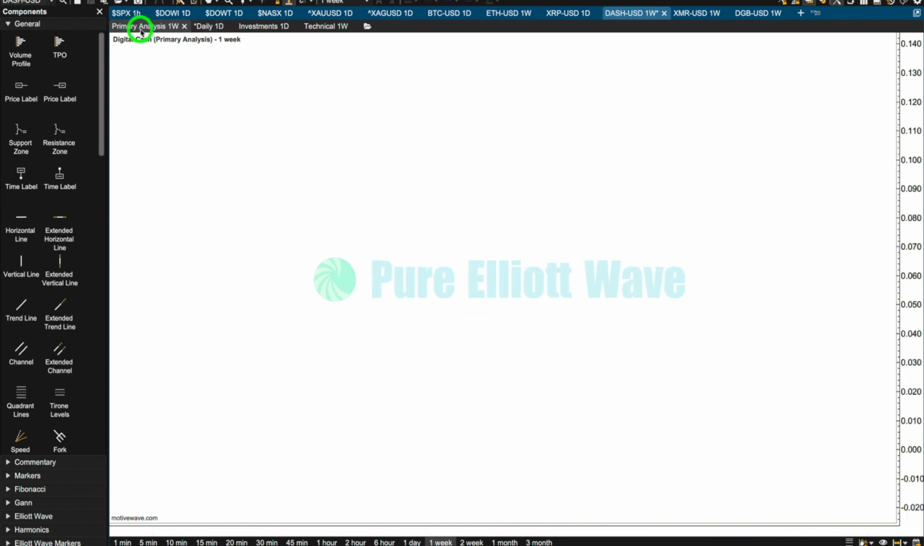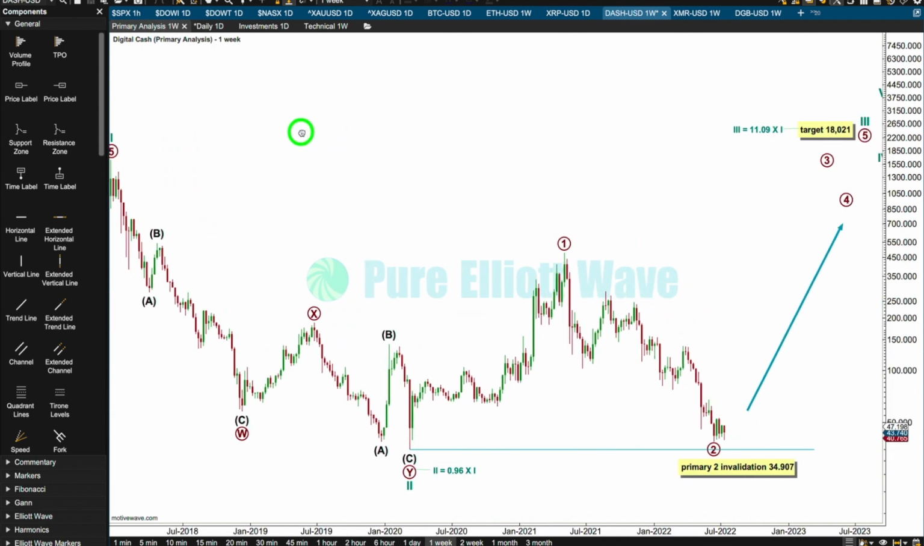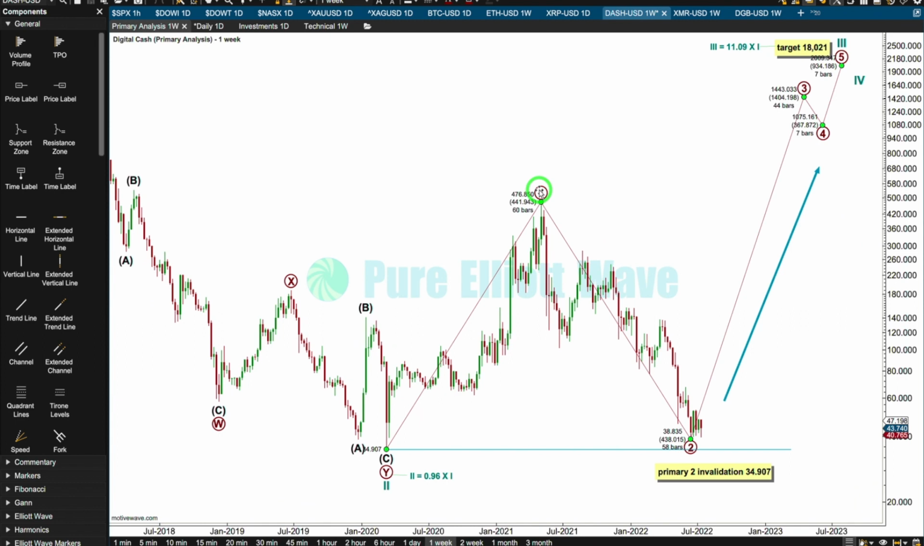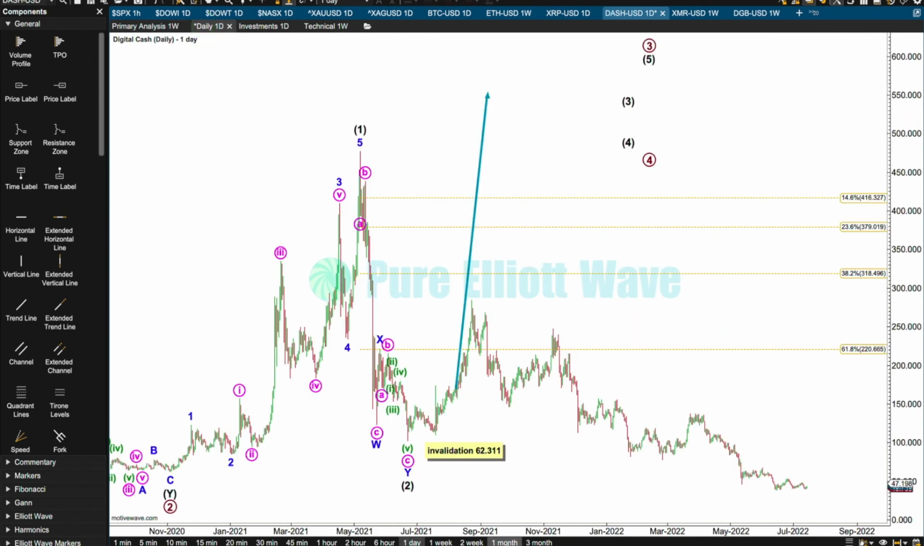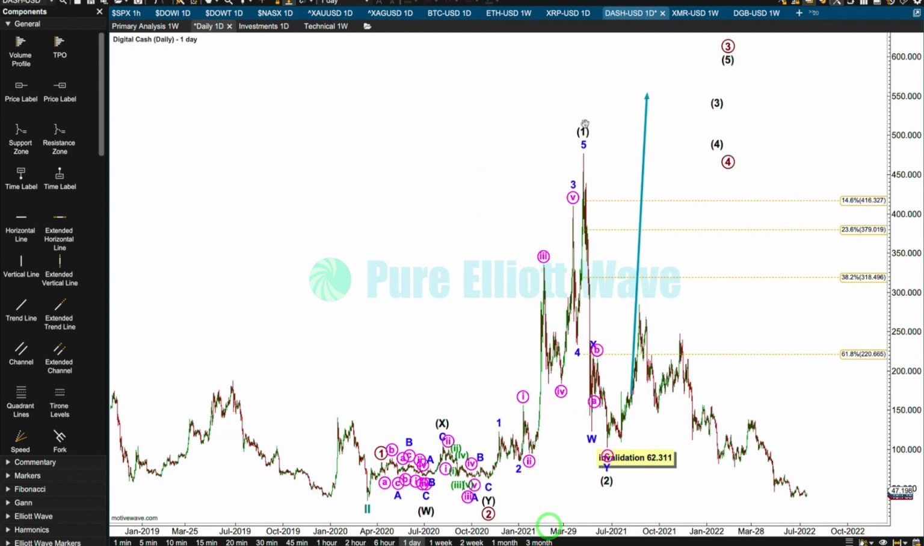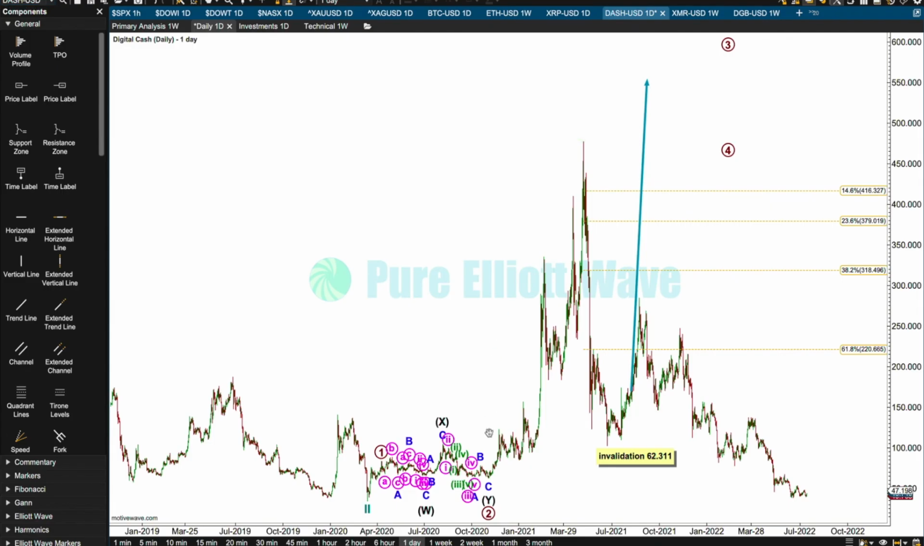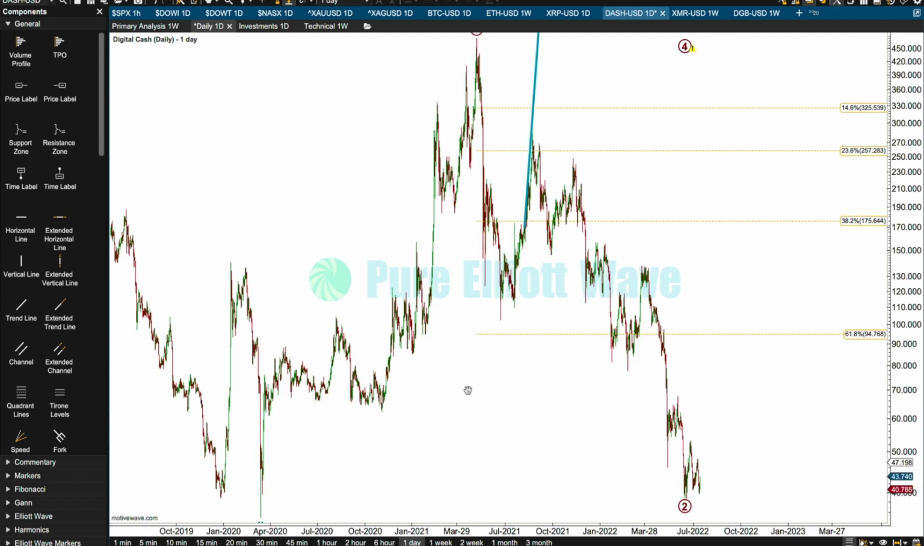So let's have a look at the weekly chart first. Okay, so this could be a primary degree second wave. I'm just going to grab my calculator and very quickly calculate the depth of the second wave to its first wave. 99% correction, just over 99% actually. Wow, that's so deep, isn't it? Well, that's actually pretty normal for these cryptocurrencies with their extreme volatility. Okay, so this is invalid. Let's continue lower. Okay, so let's take a look at primary 2 in a little bit of detail.